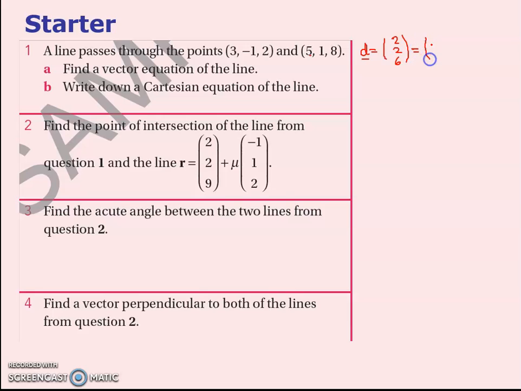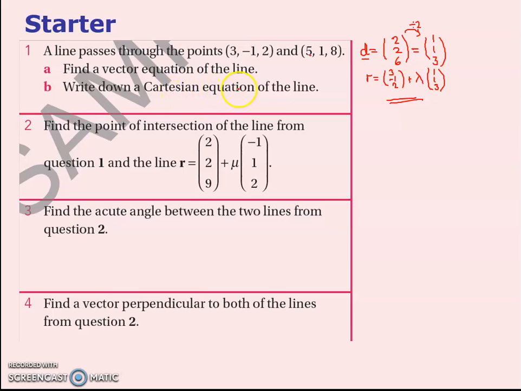But actually, if you can divide them all by a number, and you can clearly see I've divided them all by 2, you should do so. It makes your sums later on easier. Now I've got my direction vector as 1, 1, 3. My vector equation of the line then is r equals any point on the line. We might as well use the first one, 3, minus 1, 2, plus, and usually you use lambda, or s or t is quite common as well, 1, 1, 3. You should remember that. That's called the vector equation of the line.